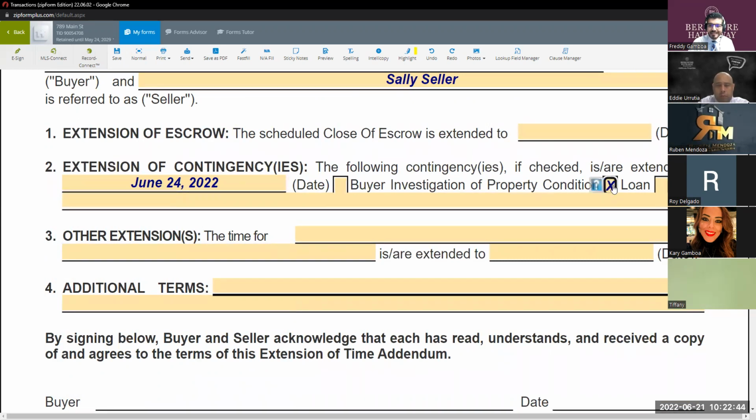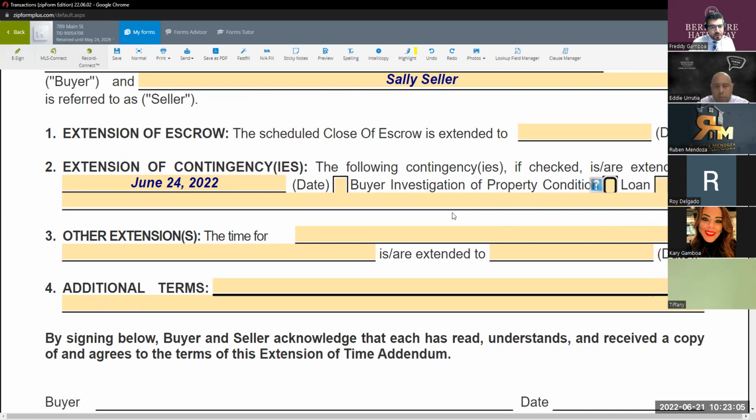Well, we need to extend the loan. If other, then name it and put it here. But in this case, we need to extend the loan contingency, in other words, to obtain loan approval. Any questions when it comes to extending your contingencies?